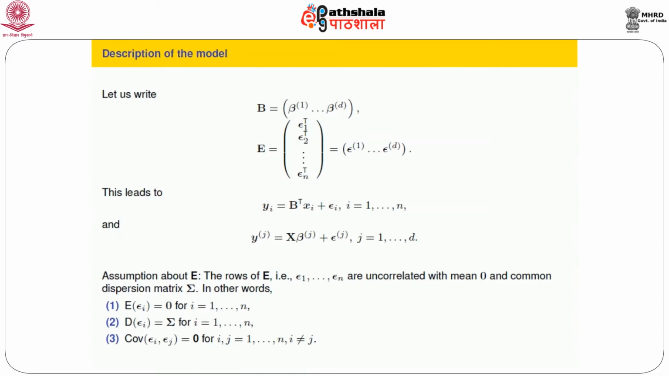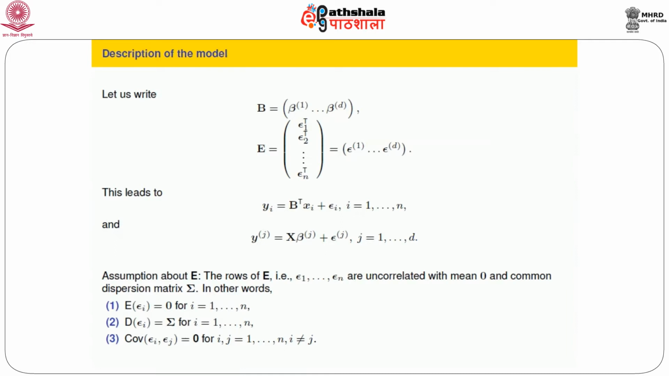And similarly, what is y superscript j? It is the vector of n observations on the jth variable: X beta^j plus epsilon^j. These are the things that we should remember for the discussion to come, and here j runs from 1 through d. And what is the assumption about the E matrix that we make?